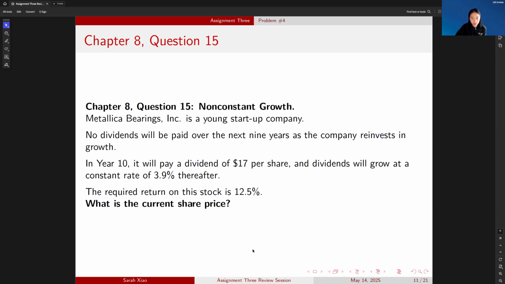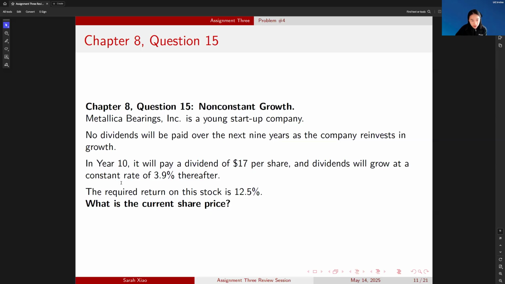All right. So the next question is about non-constant growth. So we have a young startup company. We are given that no dividends will be paid over the next 9 years as the company reinvests in growth.